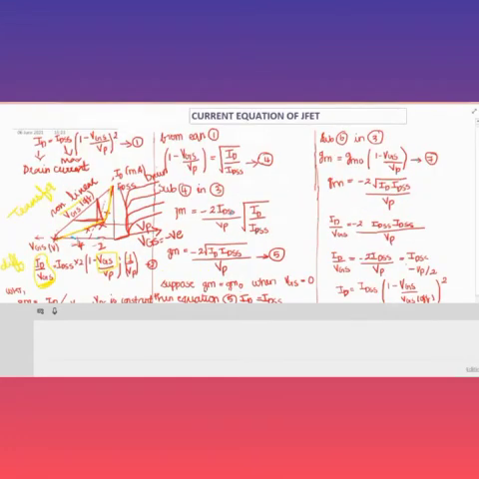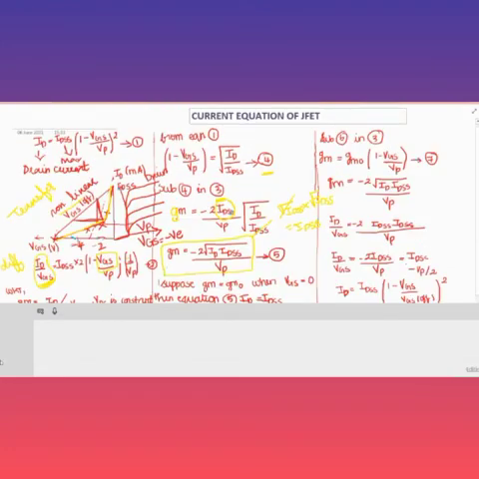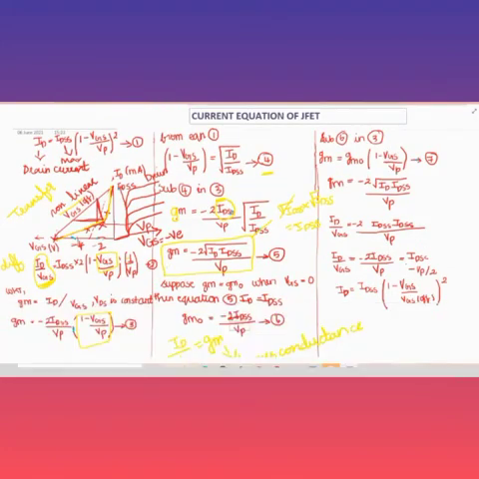So I want 1 minus VGS by VP. From equation 1 I am getting, so what happens? 1 minus VGS by VP is equal to, since it is a whole square, I will be getting root of ID by IDSS. So mark that as equation number 4. Now I am going to substitute equation number 4 in equation number 3. That is your transconductance equation.